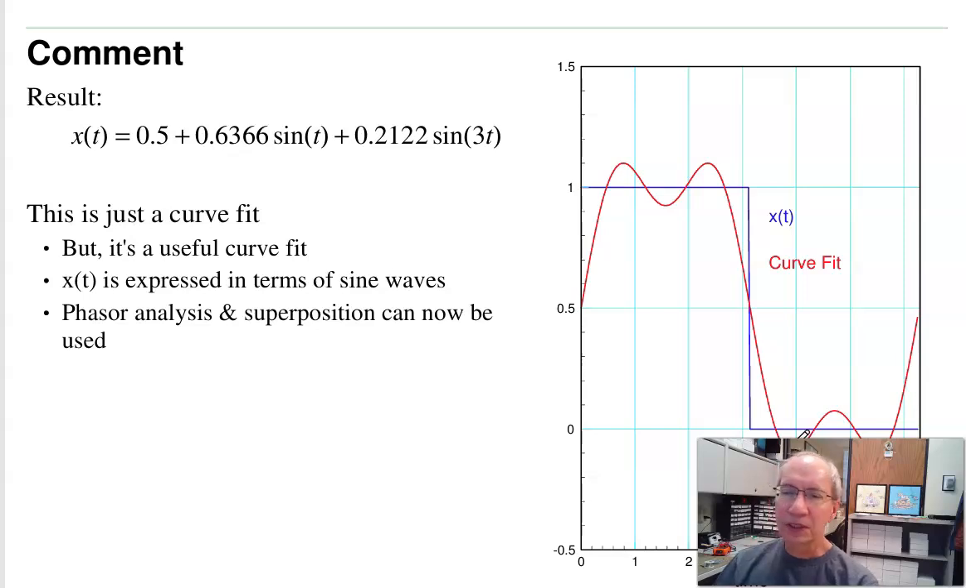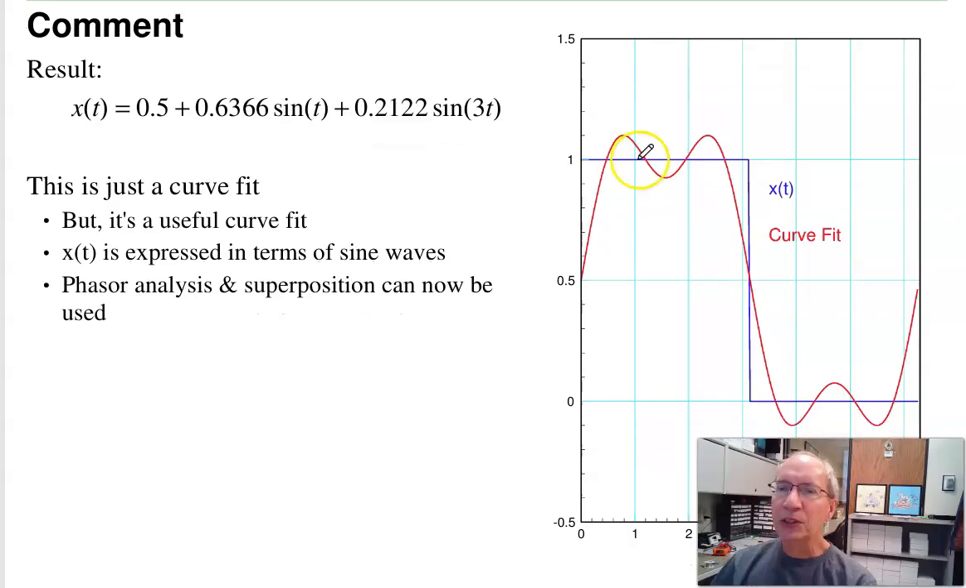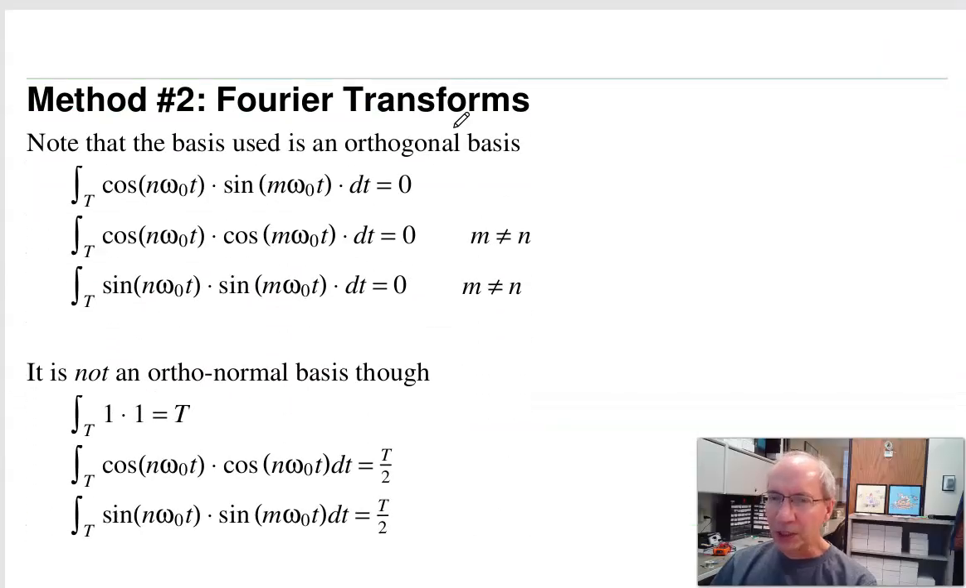That's one way to do it. Just least squares. Fourier transform is just curve fitting, only the basis you choose are a bunch of sine waves. A second way to do it.